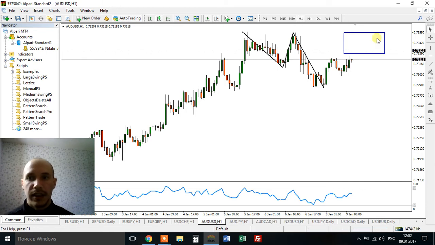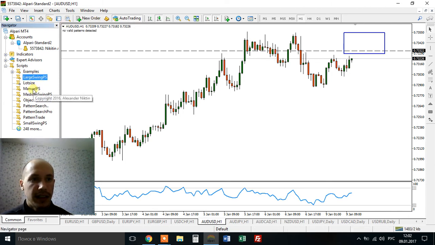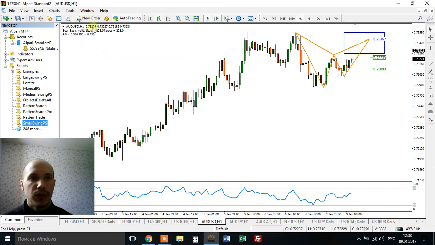Okay, let me show you what I mean, and I will use my software that is called the pattern search software, PS software. Analyze large swings, nothing was detected. Analyze medium swings, nothing was detected. Analyze small swings, and we see a so-called bat pattern. So you see some numbers here.